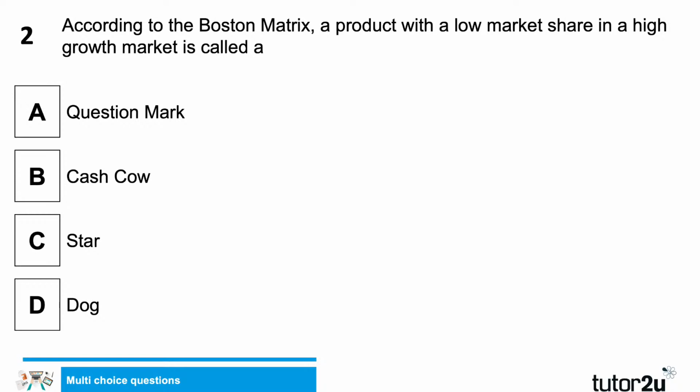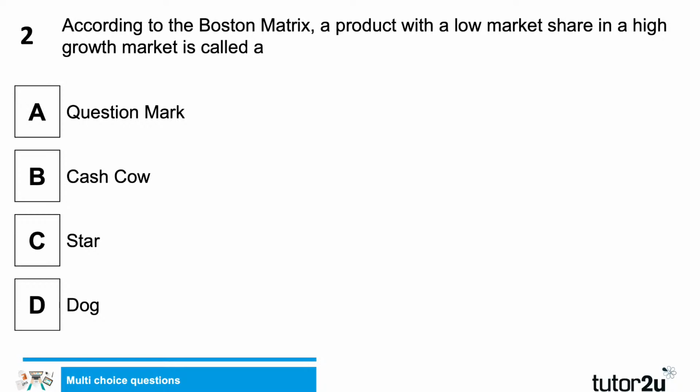So a key model here, the Boston Matrix. So a product with a low market share in a high growth market is called a question mark, a cash cow, a star, or a dog. What do we think? So this is a key part of product portfolio analysis, often taught alongside the product life cycle. So what do we think?